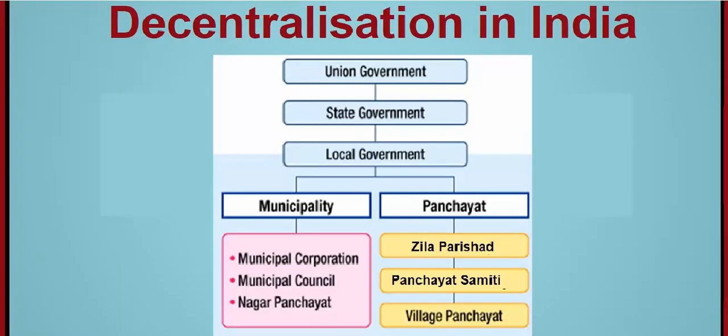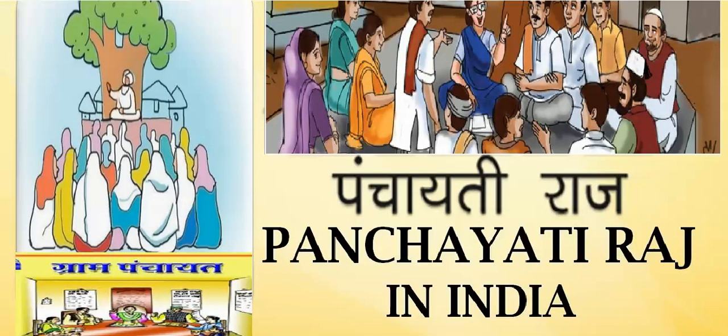Once again, you can see decentralization in India. First union government, then state government, local government, in the cities municipality, in the villages panchayati raj system. Municipalities such as municipal corporation, municipal council and nagar panchayat. Panchayati system has three levels: village panchayat, panchayat samiti or block samiti, and jila parishad. This panchayati raj system in India has taken power up to local level.